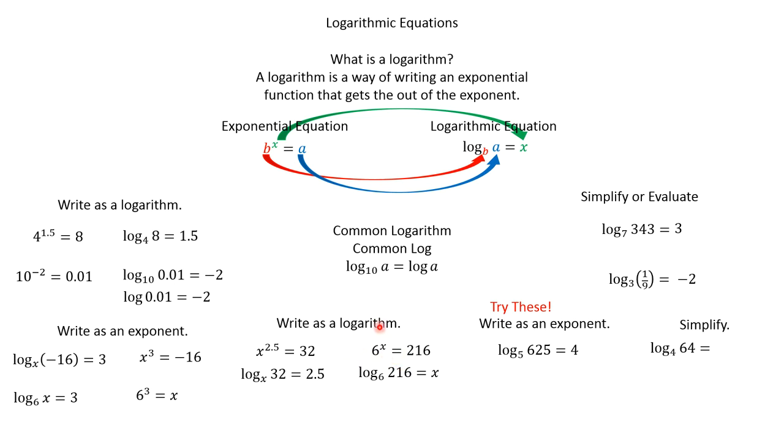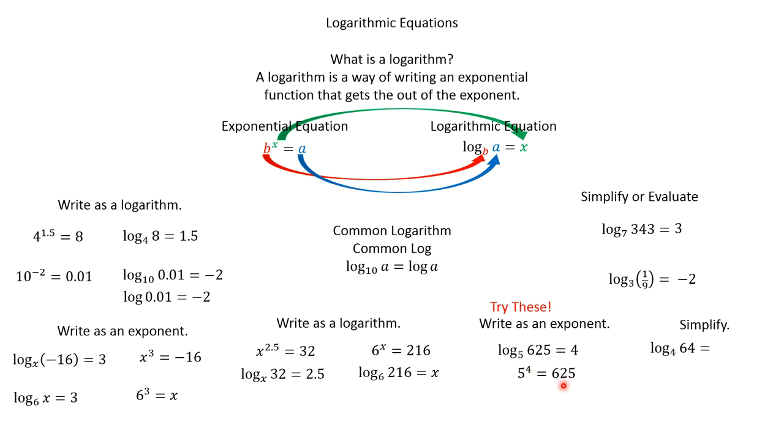Interestingly enough, did you notice that this problem and this problem were actually the same? Because 6 cubed equals 216. So that x would be 3. Yep. Write as an exponent. We have log base 5 of 625 equals 4. That means 5 to the 4th power equals 625. If you had gotten that in a different direction, like 4 to the 5th power, that doesn't equal 625. 4 to the 625, 5 to the 625, doesn't equal 4 or 5.